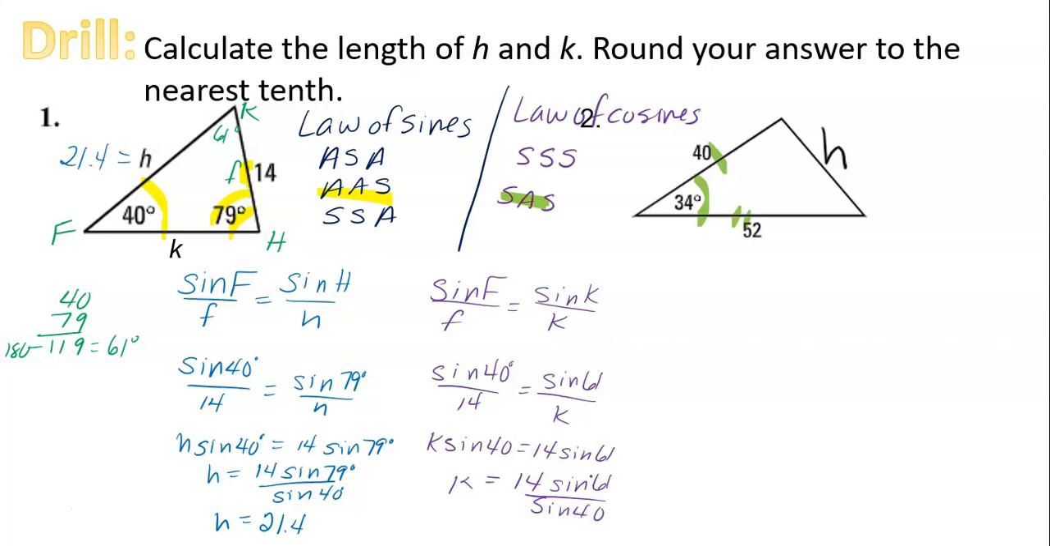And then you just type that in your calculator. And round to the nearest tenth, and I got 19.049, so that's going to be 19.